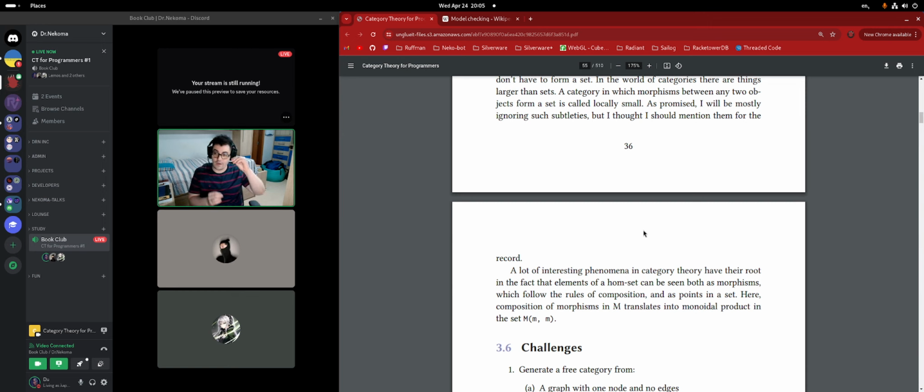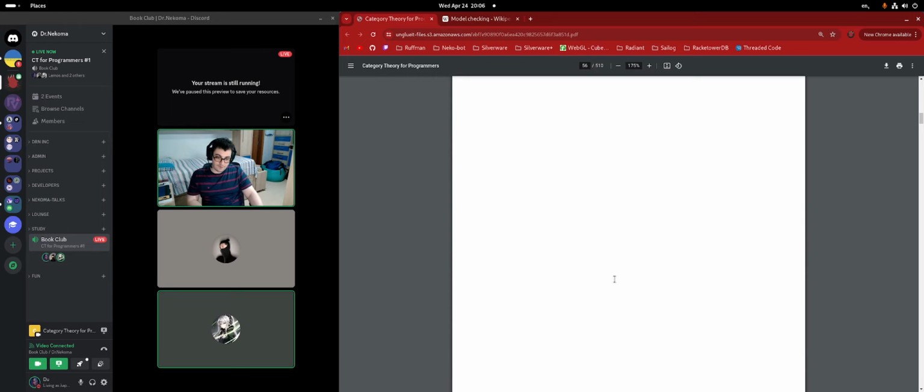Right? So because we are basically grouping in the set the arrows themselves, it's basically functions as first class citizens, because it's literally a set of functions. It's a very profound idea. So composition of morphisms in M translates into monoidal product in the set. These M's are different. So this is the monoid, and these are the morphisms from M to M. And that's it for chapter 3.